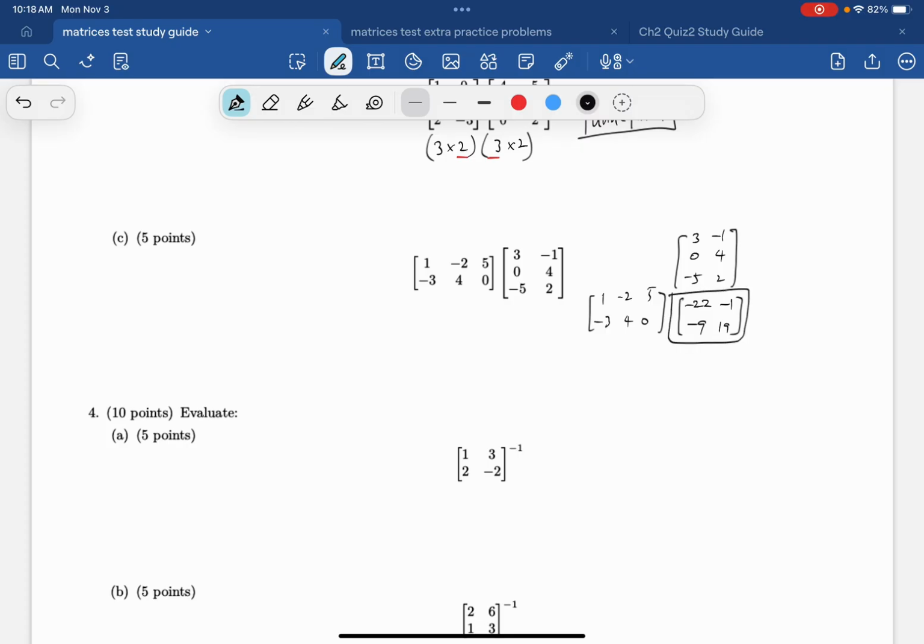Now, if you want partial credit, in the case of making some arithmetic mistakes, you should also try to show some work. So you should write 1 times 3 plus minus 2 times 0 plus 5 times minus 5 is equal to negative 22. So I would show that work on the side if you want any form of partial credit. Otherwise, I'm going to just take off points for every single number that you miss. Okay. Let's keep going.